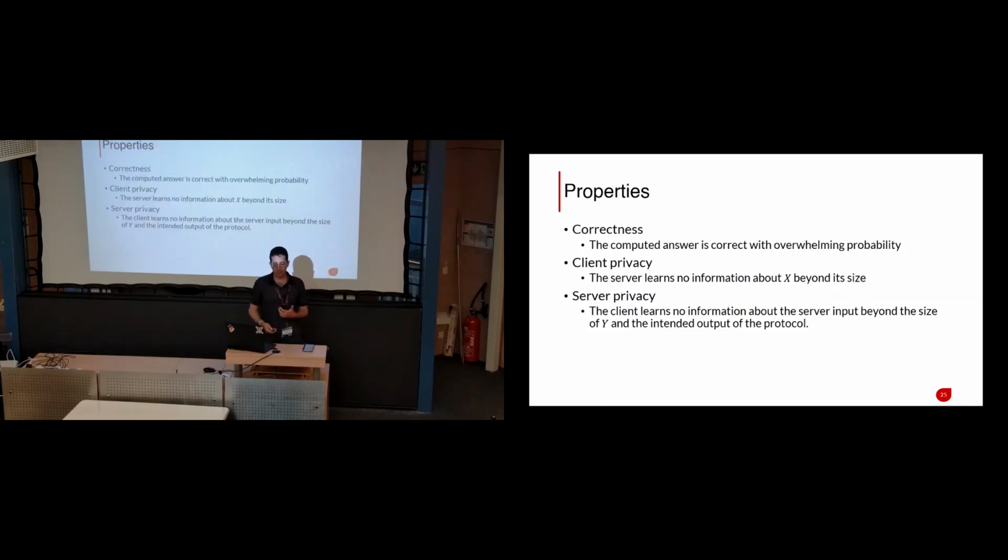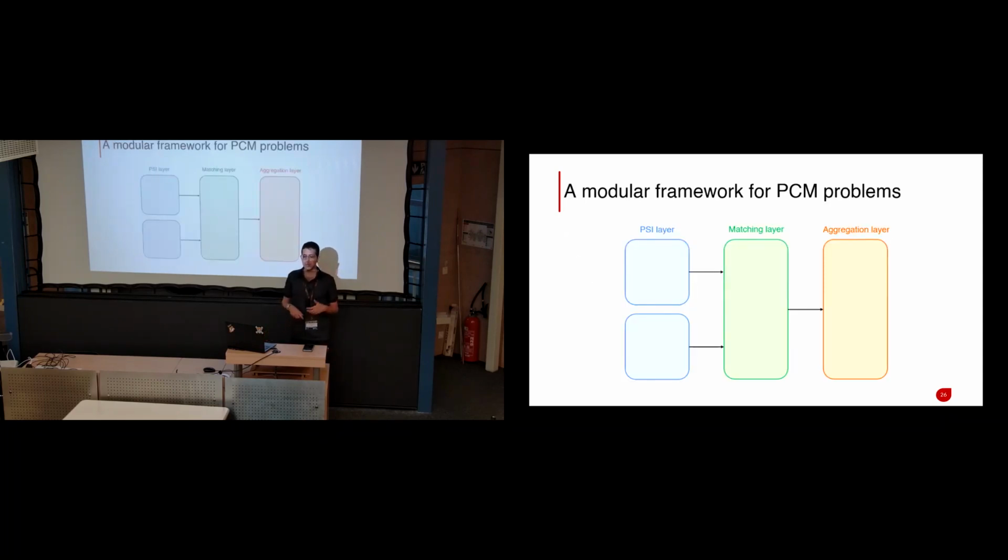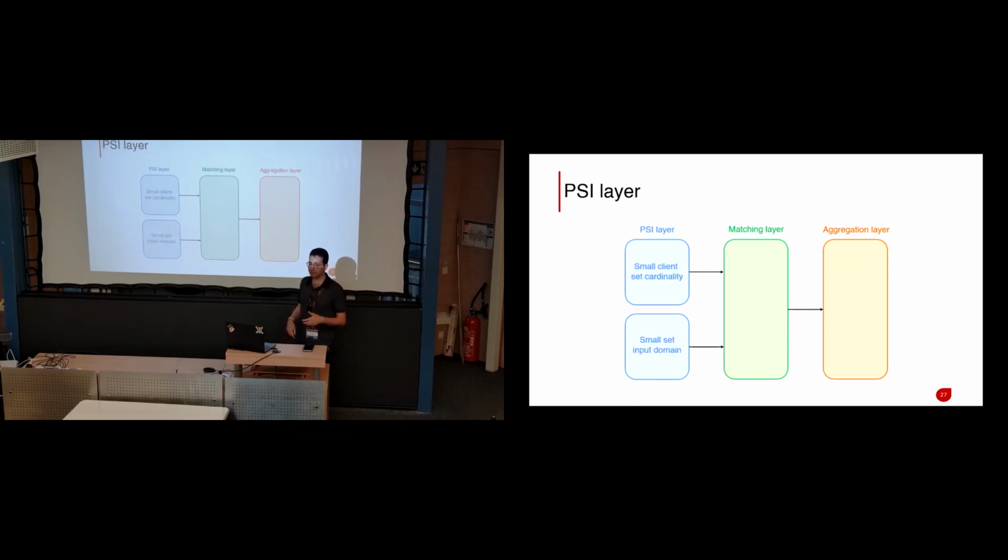And for the properties that we want, it's correctness, client privacy, and server privacy. We go with the typical MPC definition of privacy, as our protocol should not reveal any information beyond the intended output of the protocol. To solve this, we design a modular framework for PCM problems, where in the first layer we have set intersection and cardinality, and we optimize it for two scenarios.